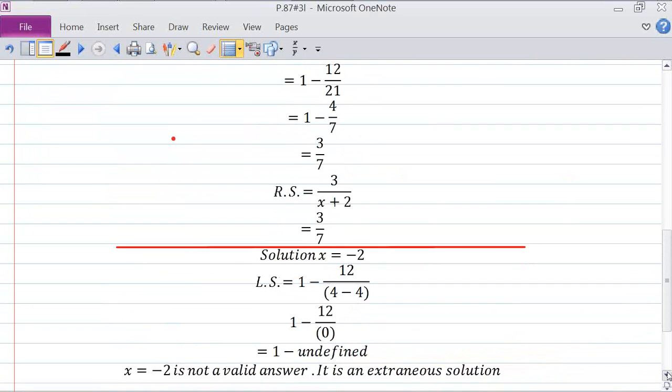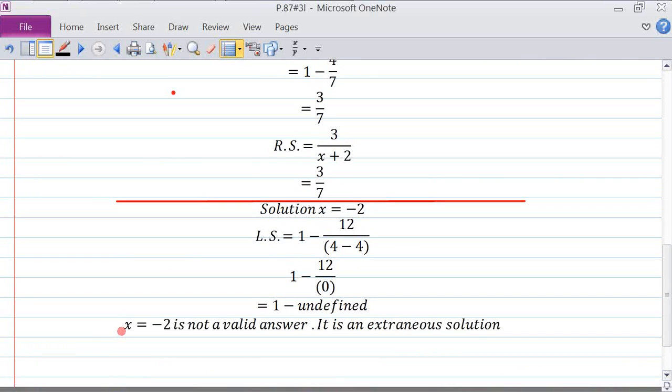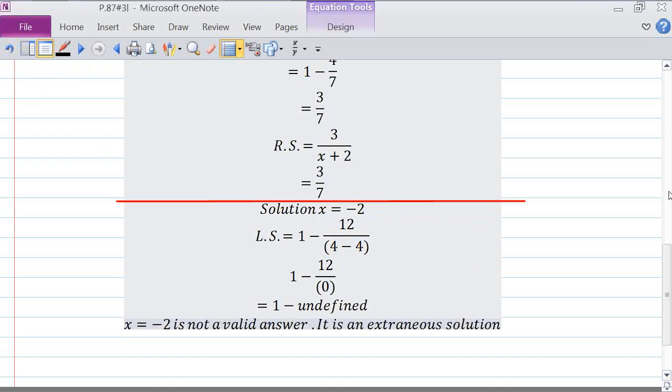The solution x equals minus 2 is not valid. Okay, so let's continue to the next page.